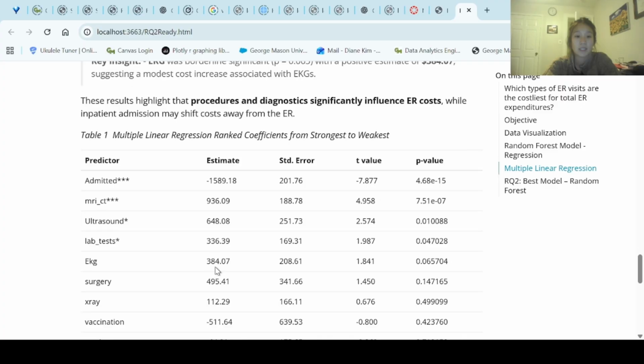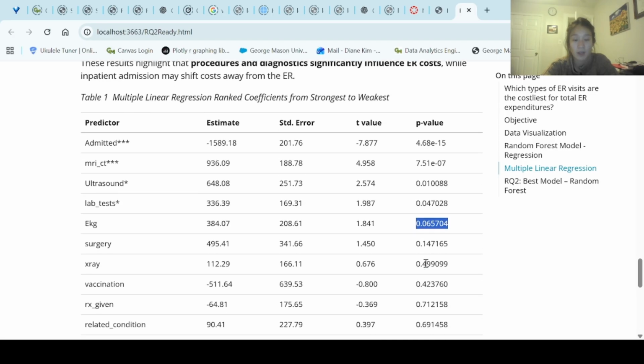Here you can see that getting an MRI-CT had an increase of $936. All of these tests and procedures had an increase. EKG was interesting because it had a p-value of 0.06, so it was on the cusp of 0.05. I just wanted to note EKG also had an increase of $384, but didn't quite make the p-value of 0.05.